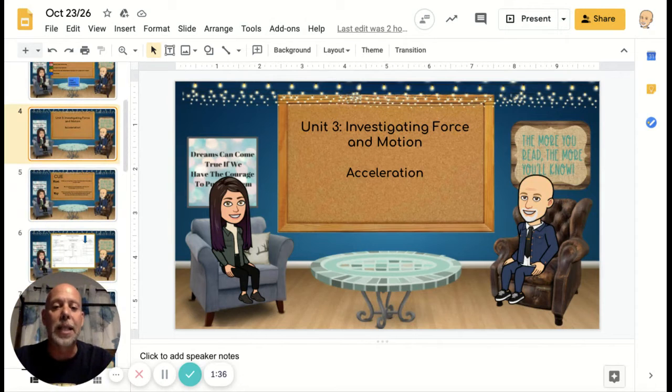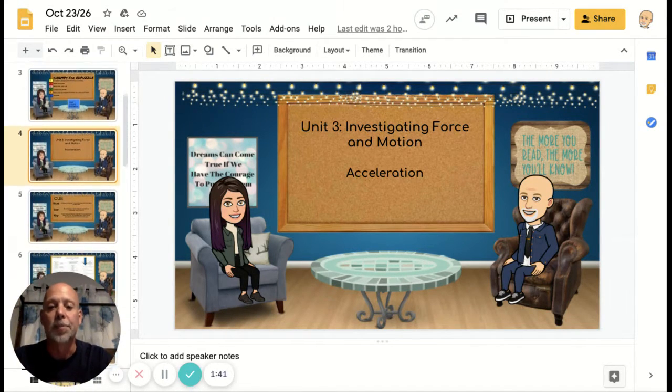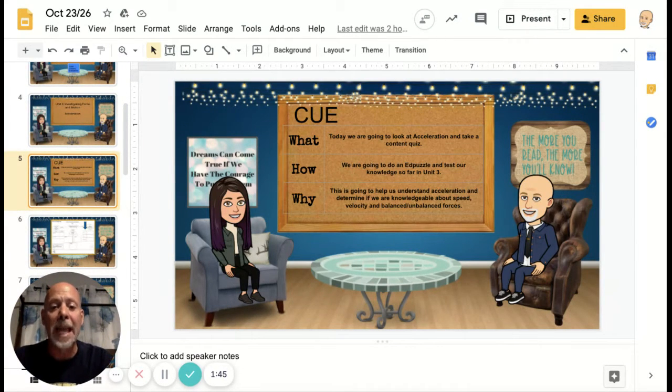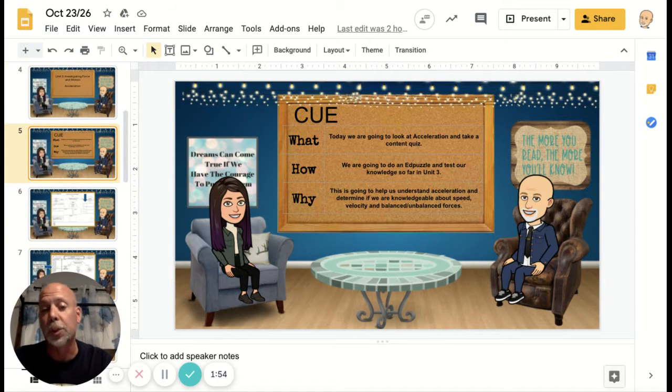So Unit 3, like I said, we're continuing with investigating force and motion. We're dealing with acceleration. So we have our cue. Today we're going to look at acceleration and take a content quiz. That's right, quiz time today, children. It'll be after you're done with your warm-up, which you should have done already, and this Ed Puzzle slide presentation. You'll be doing your quiz.